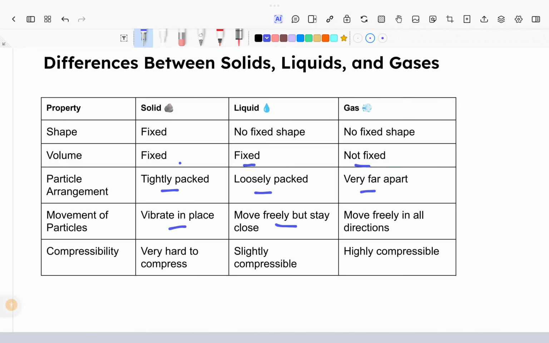Next comes compressibility. Solids are very hard to compress, liquids are slightly compressible, whereas gases are very highly compressible.